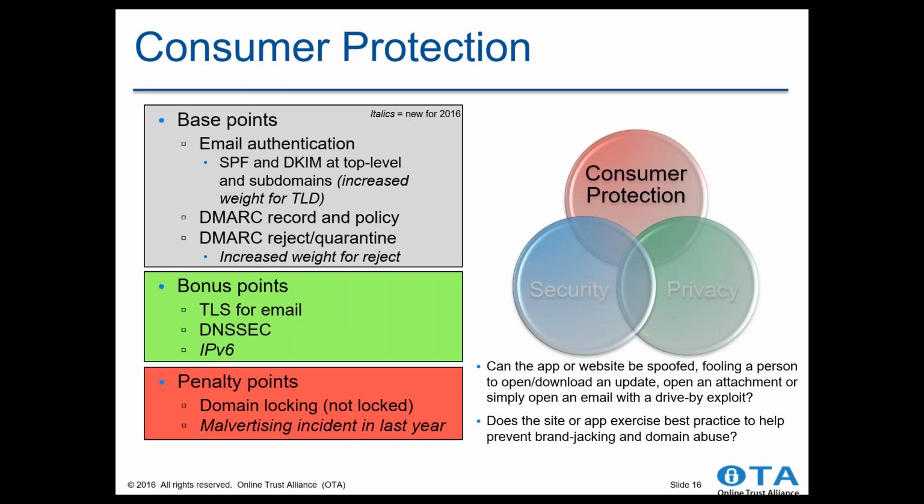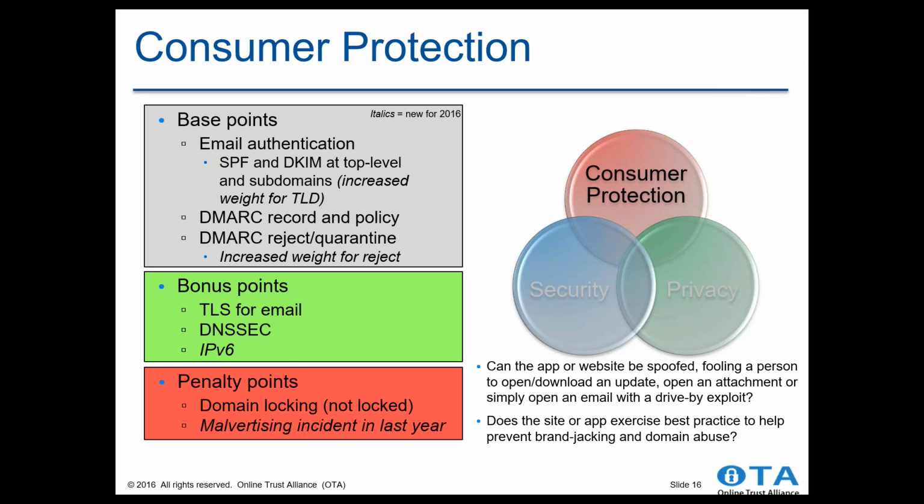Let's go into this first bucket here we call consumer protection. We're going to go into each of these three buckets, and they're organized very similarly. So the gray box is the baseline points that can add up to 100. The green is bonus points available in this category, and the red is the penalties that can be assessed in this category. So in this case, the gray, it's largely driven by email authentication, as I mentioned.